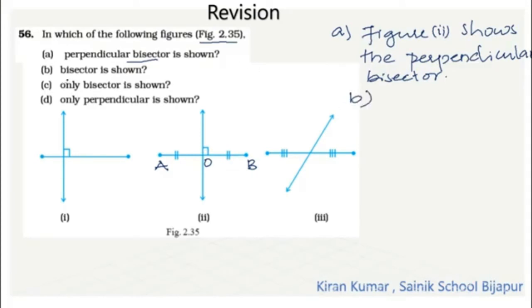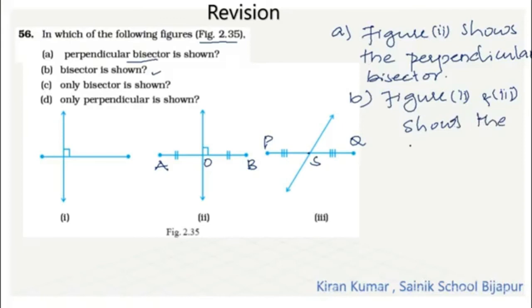Second one, bisector is shown. There are two figures here where the bisectors are shown. If I name this as PQ and this point as S, PS will be equal to SQ, AO equal to OB. So in these two figures we have got bisectors. So figures 2 and 3 show the bisector.